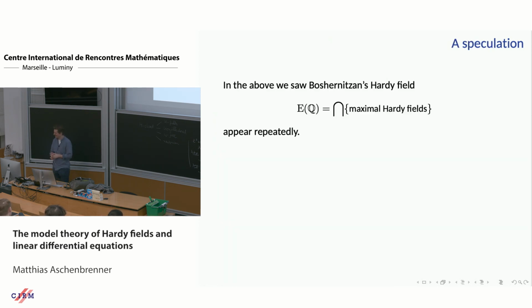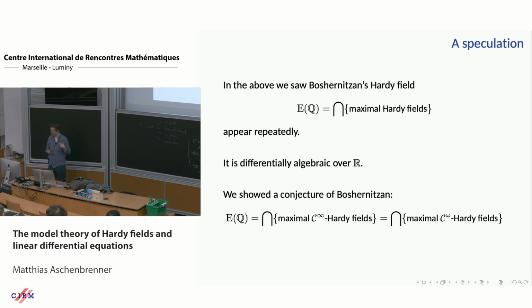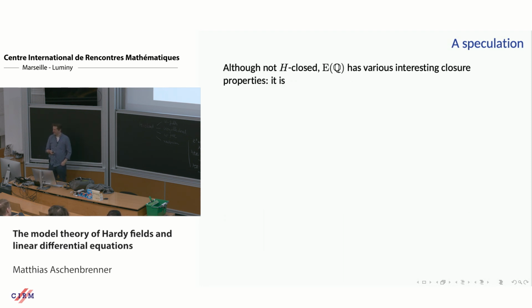It's the intersection of all maximal Hardy fields. So if you're in E of Q, you're somehow unavoidable. I think this is also interesting for o-minimality, because if you construct bigger and bigger o-minimal structures, somehow these... It's known that it's differentially algebraic over the reals. This is shown by Boshernitzan. And we actually showed that it doesn't matter whether you take maximal C infinity Hardy fields or C omega Hardy fields. But it has a lot of closure properties.